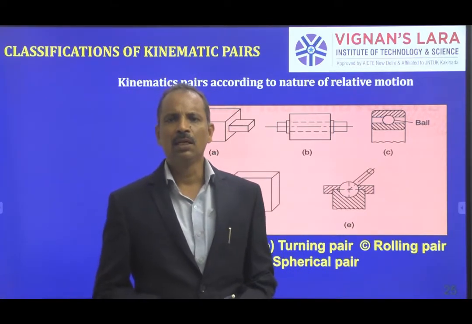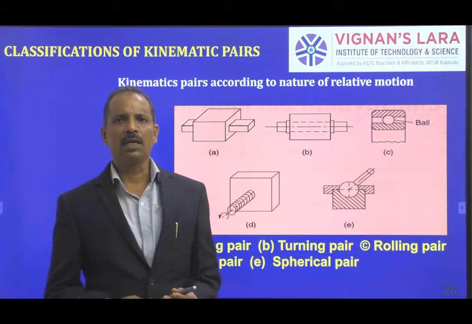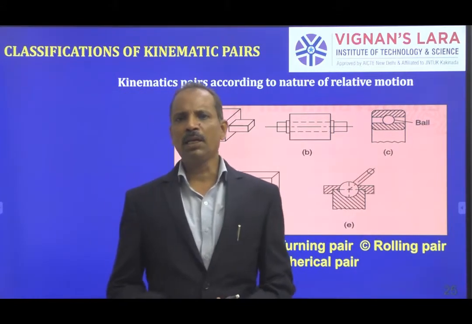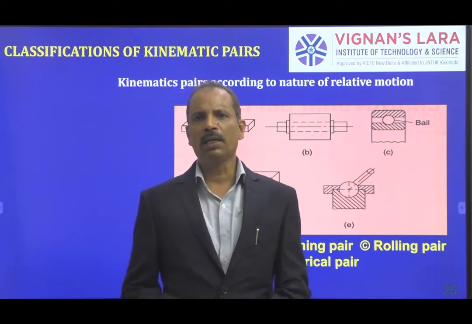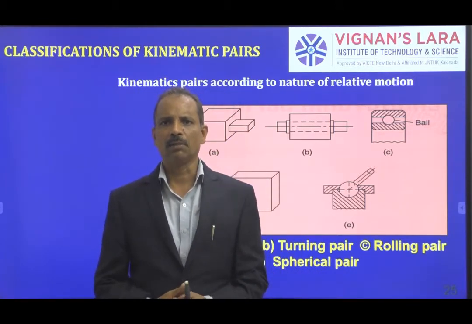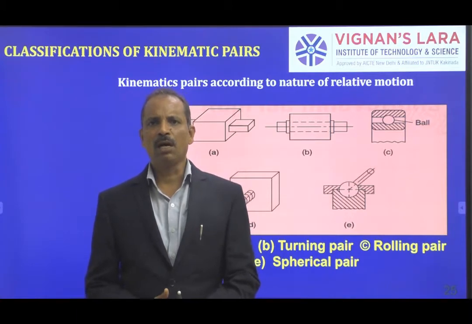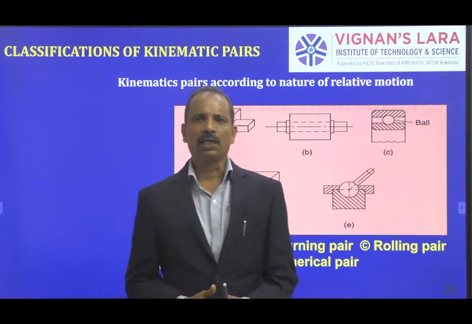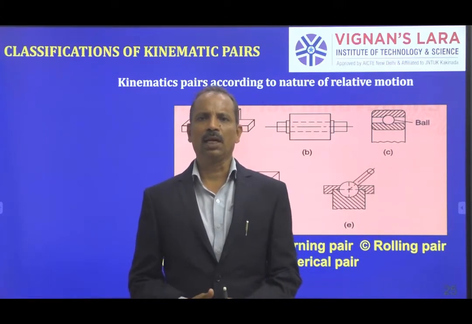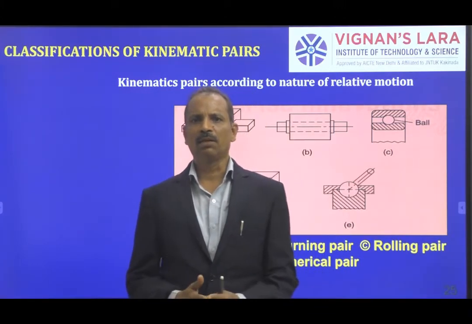In case of a higher pair, the contact between the two members is either point contact or line contact. The examples which we stated under that category are cam and follower, gears, and bearing.